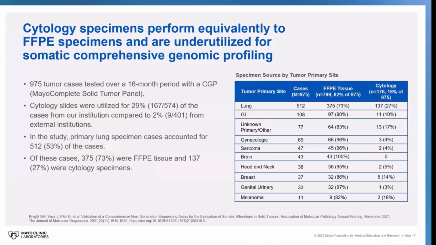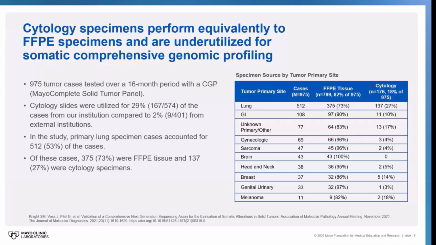So this is a study that we presented a couple of years ago in one of the ASCAP meetings, showing our experience of utilizing cytology specimens. In that 6-month period, for the cases where we performed the Mayo Complete Solid Tumor Panel, MCSTP, which is our largest comprehensive genotypic panel, there were 975 cases tested through this panel. Cytology slides were utilized for about 29% of the cases in our institution compared to 2% of the cases from external institutions.